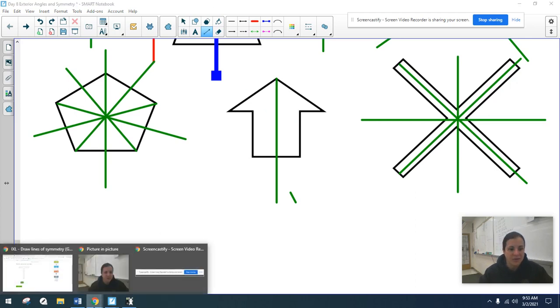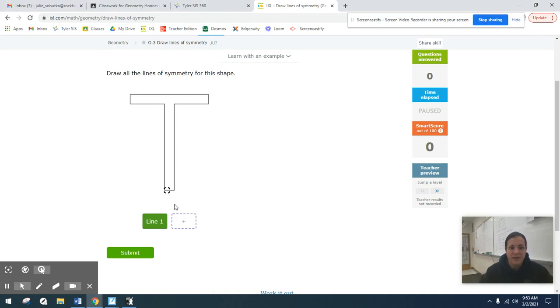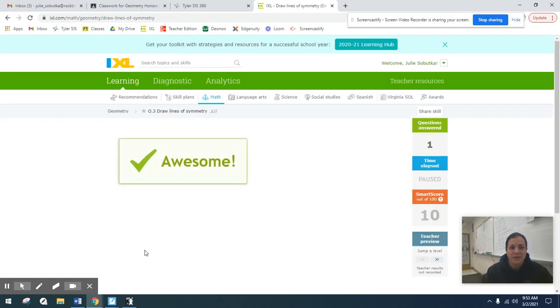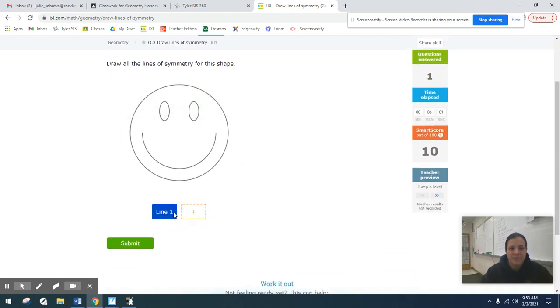Now, the last thing I want to show you is in the IXL, because it's kind of weird. They want you to draw the lines. So when you get to this, it says draw the lines of symmetry for this shape. What you have to do is start somewhere on the picture. You can't just draw a line like you want. They want you to pick a dot, and then it'll give you a line, and you have to go to another dot on the picture like this. So this would be my only line of symmetry. So I submit, they're happy.